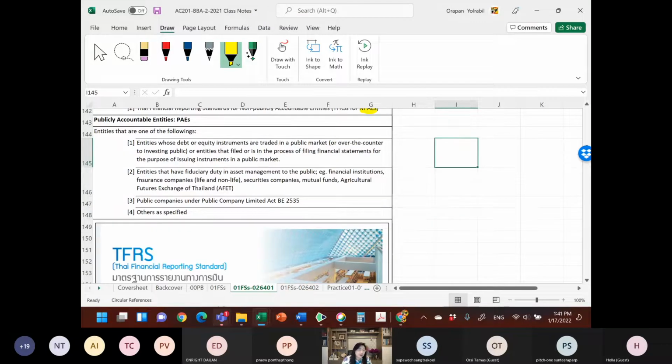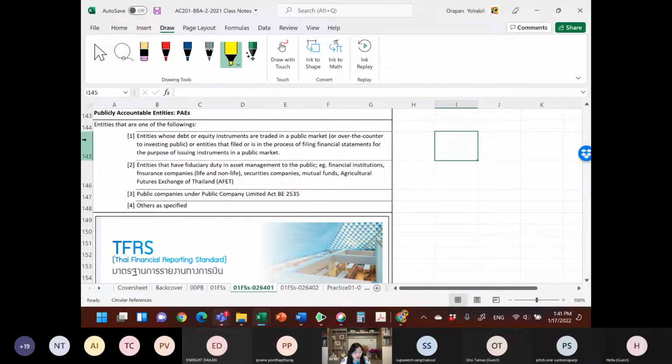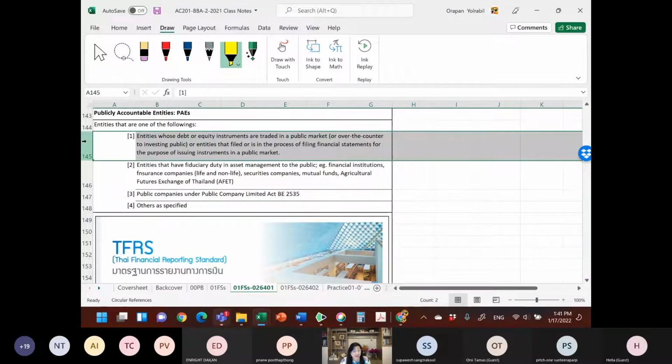Now, for the publicly accountable entities or PAEs, they are the companies or entities whose debt or equity instruments are traded in the public market. So I would have to say that all of the listed companies in the Stock Exchange of Thailand are all PAEs. So if they have shares, bonds, or some other securities that are traded in a public market, then they are part of the PAEs.